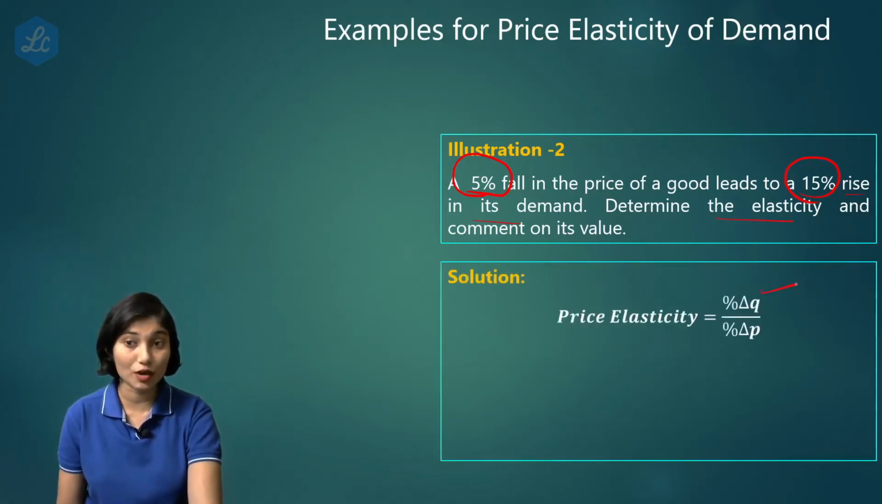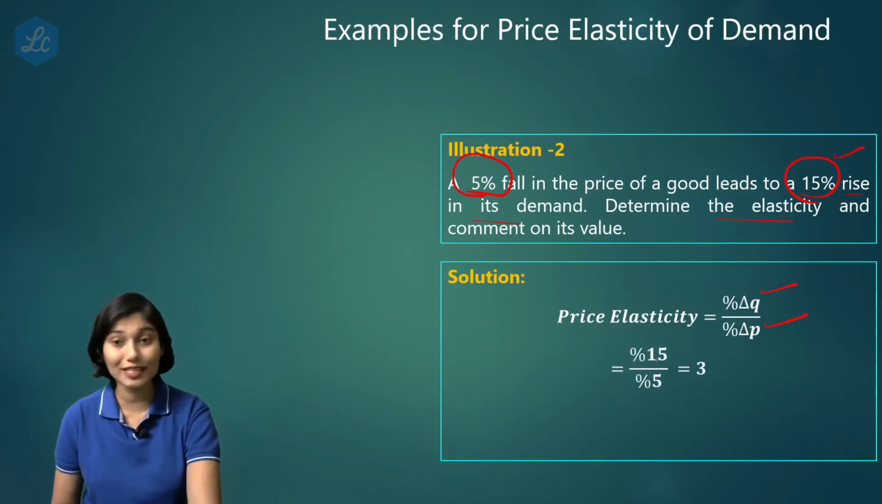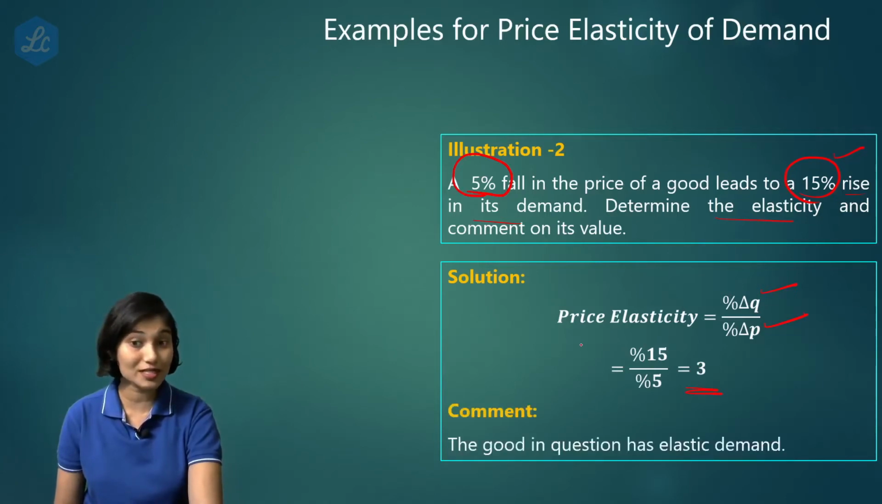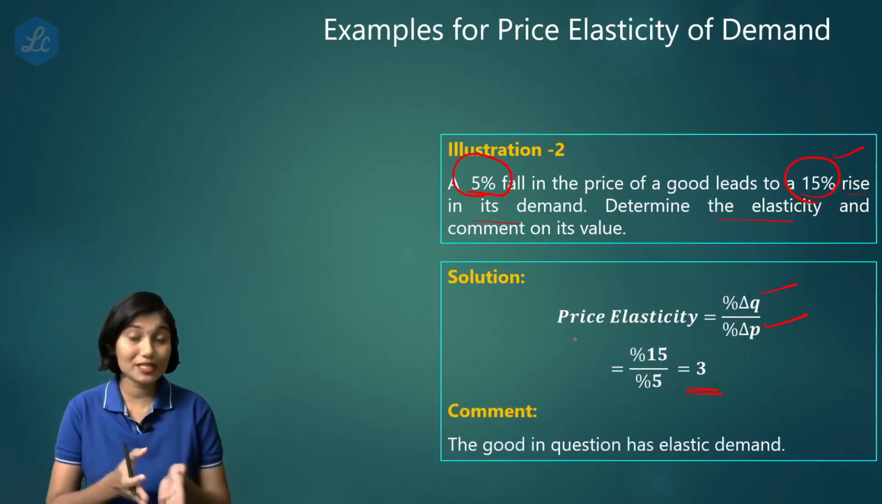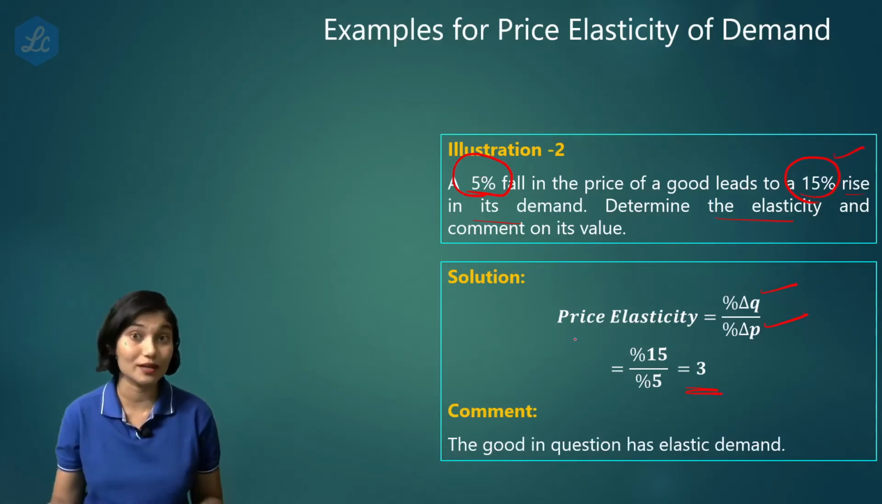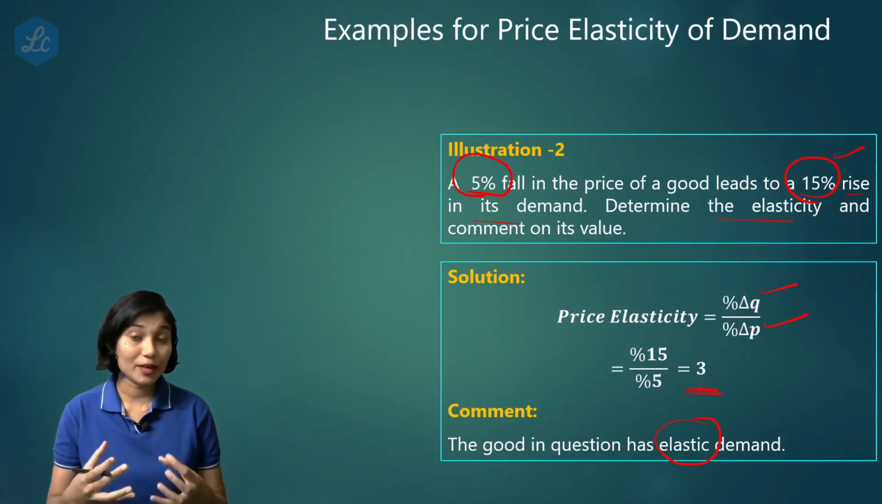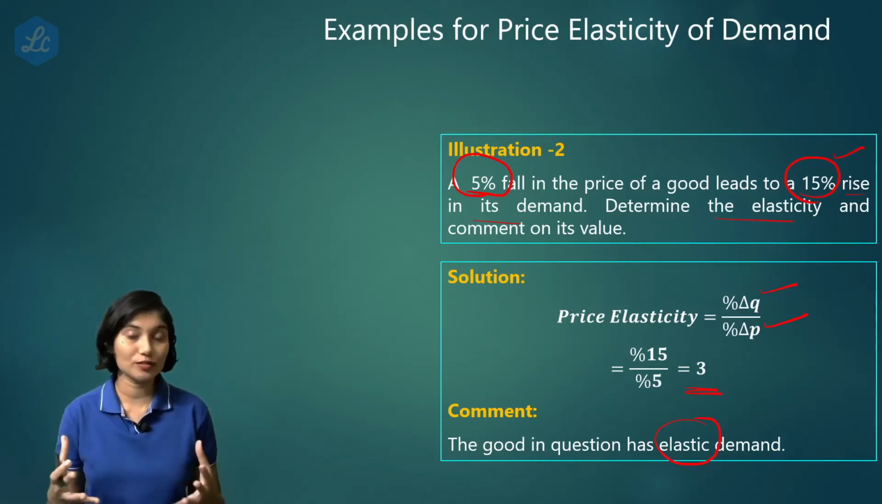Now, what is the formula? Percentage change in quantity divided by percentage change in price. Now, percentage change in quantity is 15, right? So, 15 divided by 5 goes 3 times. So, the answer is 3. So, EP is equal to 3. What does this mean? If EP is equal to 3, that means it is greater than 1, right? If it is greater than 1, it is an elastic demand, right? That means the quantity demanded changes by a larger proportion when there is a small change in the price.